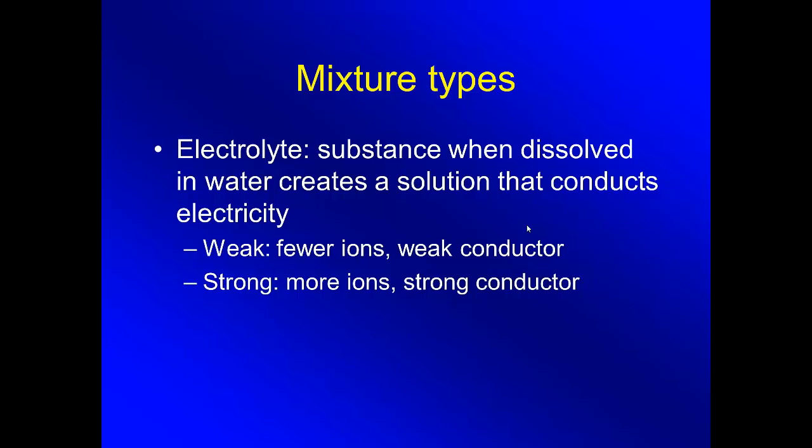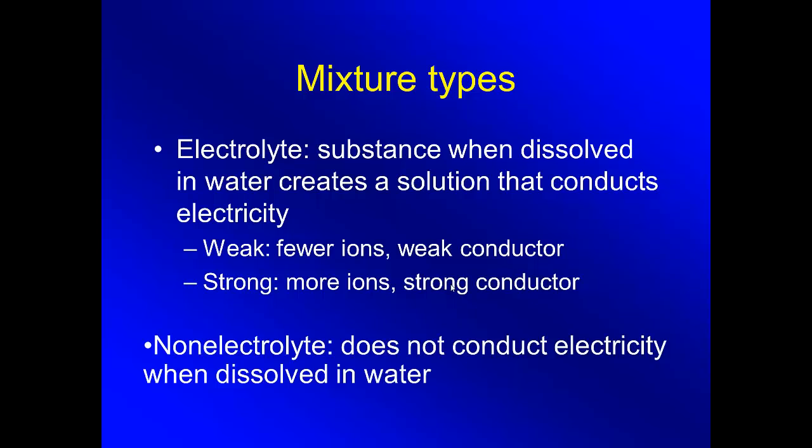Your body needs that for the synapses, to help your neurons conduct. And that's why when you are dehydrated, you feel very sluggish, and sometimes it's hard to think, because you need to get not just water to rehydrate, you also need the electrolytes. So we say it's a weak electrolyte if there's not very many ions, which means it's not going to conduct electricity very well. A strong electrolyte has more ions, therefore it's going to be a strong conductor.